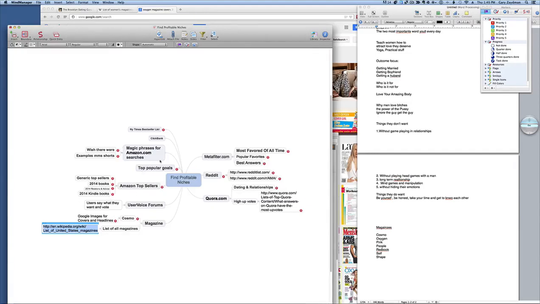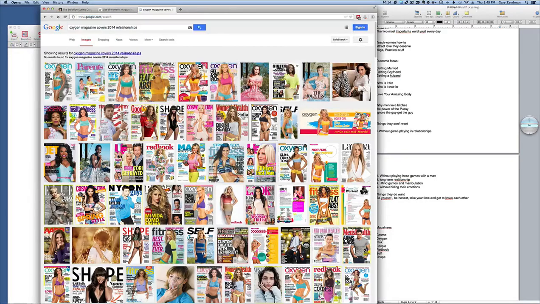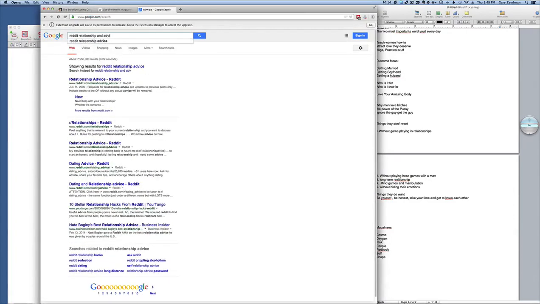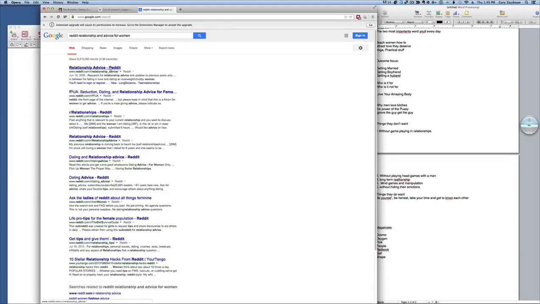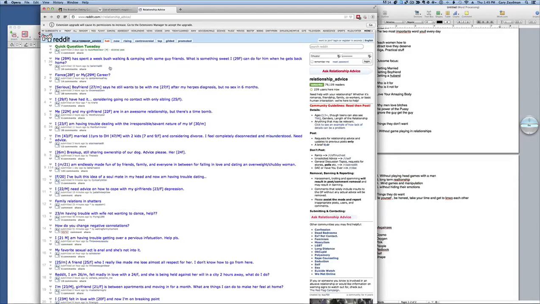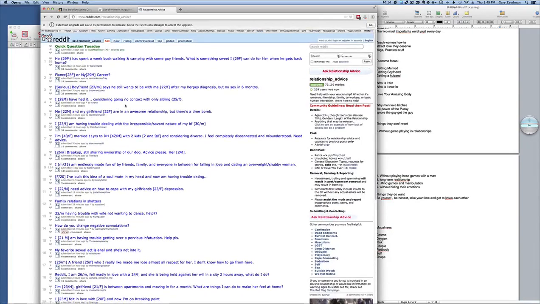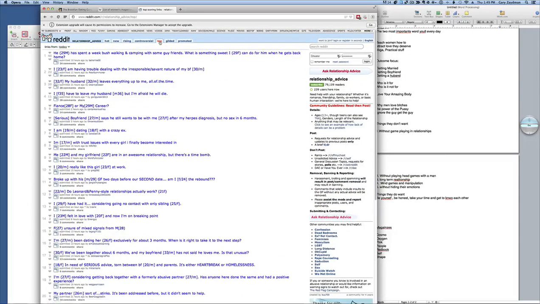So let's see some magic phrases. Here's a, actually, yeah, let's go to Reddit and see what's popular there. Reddit relationships and advice for women. Let's see here. And what we want to look at is the top section. So these are the headlines that have got the most interest.